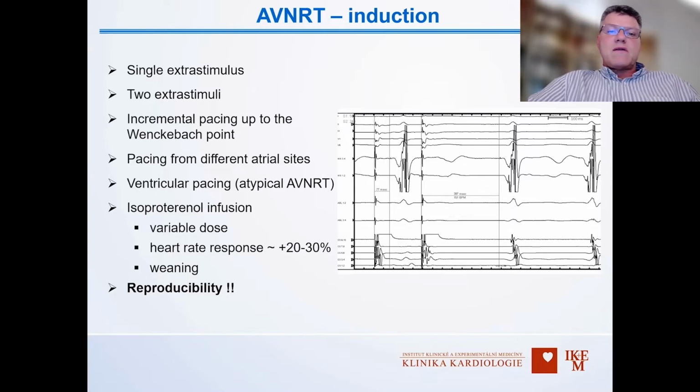I already mentioned the induction protocol from the ventricle for atypical AVNRT. And we try, of course, to pace from more than one atrial side when we are not successful from one side. And of course, isoprenaline challenge is critical. Importantly, the dose or rate of isoprenaline should be diligently titrated, because frequently both very low or very high isoprenaline rates are not successful in AVNRT induction.